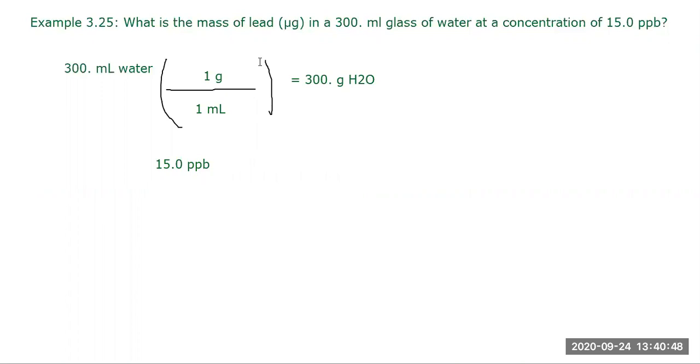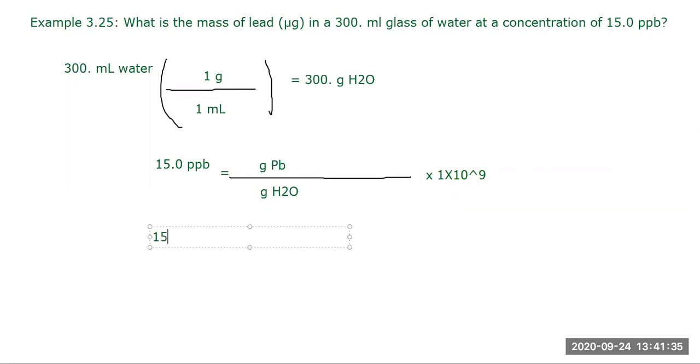So I will set up a little proportion here. 15 ppb is equal to my grams of lead, the symbol for lead is Pb, over my grams of water. I made this line way too big. Oh, I accidentally erased my whole thing. Let's bring it back. So the line's too big, I'll just add in everything else over here, times a billion, which is 1 times 10 to the 9th.